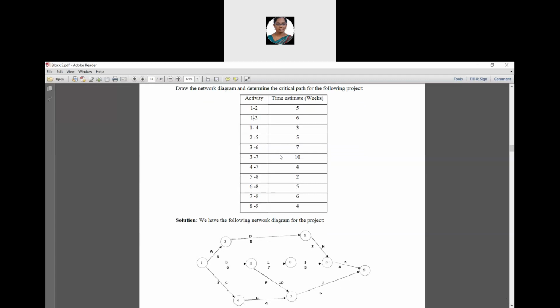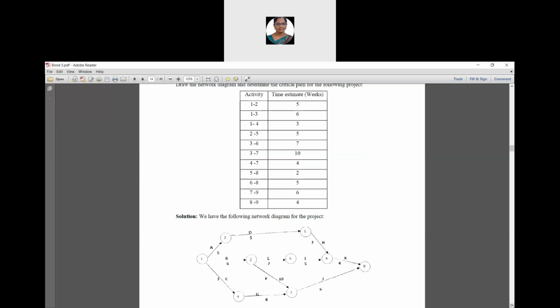Then 2 to 5 is there. Draw a path between 2 and 5, the second node and the fifth node. Its activity name is D and its corresponding time duration value is 5. Then next is 3 to 6. Draw a path between 3 and 6. Its activity name is E and its corresponding time duration value is 7.